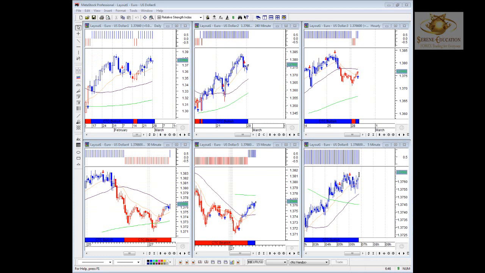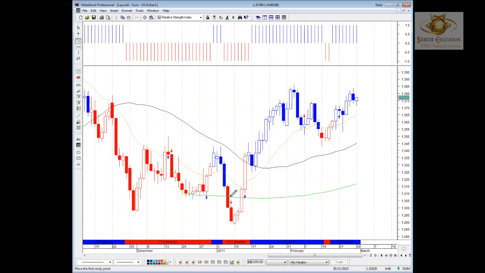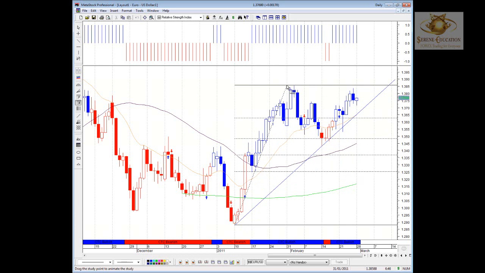Okay, I'm going to start off the day looking at the euro against US dollar this morning on our CTC 6 screen strategy templates. My daily starts in the top left hand corner right through to the 5 minutes in the bottom right. Okay, let's have a look at the daily. Let's have a look at trend direction for this pair. You can see a pullback from this low here.